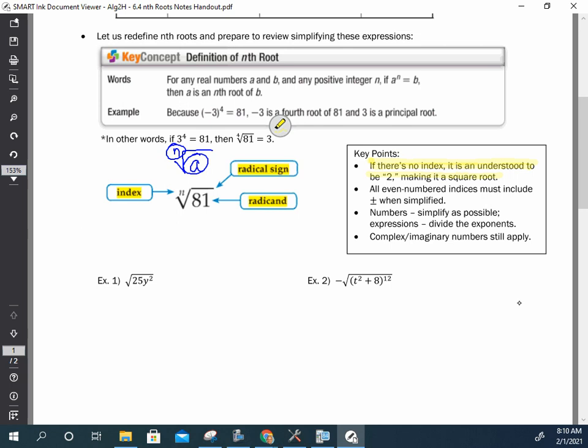If the index is even, then it's plus or minus. Make sure you put plus or minus in the answer. For your numbers, you simplify them. If they're an expression, then you divide the exponents, which we'll review in a second. And complex numbers, imaginary numbers, the i's still apply. So i's still will show up. They are still valid in terms of getting those as answers.